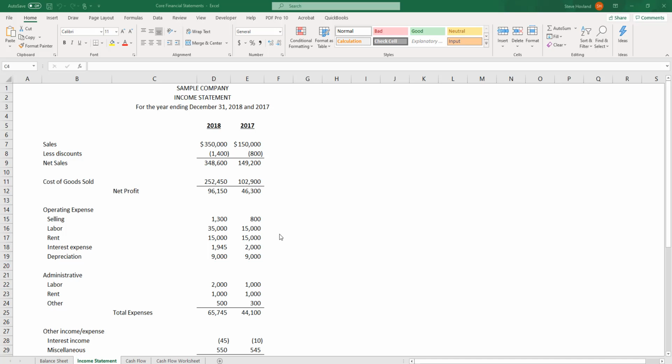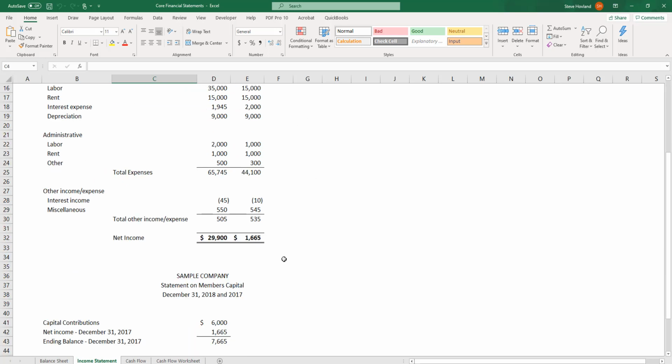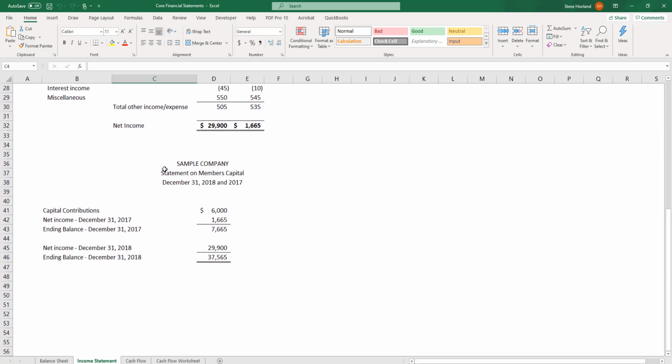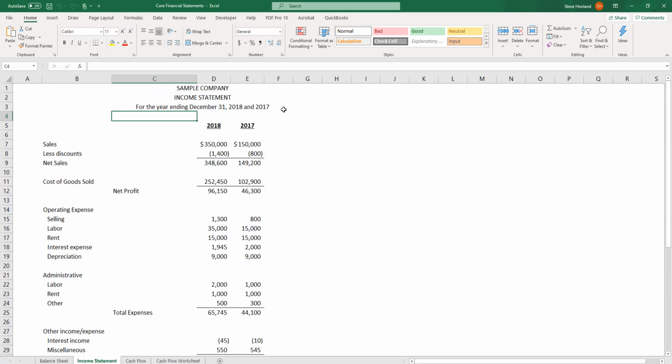So now we have the income statement, and if you're following along at home with the template, you'll see the income statement tab and you'll see income statement here. However, if you happen to scroll down, you'll also see this statement of members capital. We'll go over that here in just a second, but I just want to let you know there is a reason why this is sitting here on the income statement.